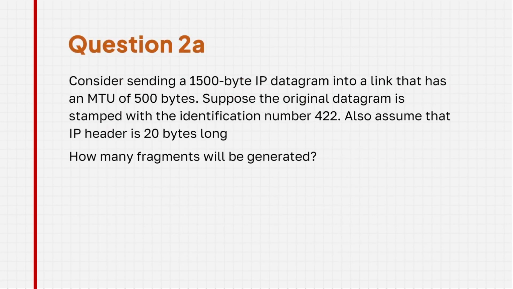Okay. So now, question 2. Question 2 is: suppose we send an IP datagram that contains 1500 bytes. We send it to a link that has an MTU of 500 bytes. Suppose that the original datagram has ID 422 and we assume that the IP header is 20 bytes. How many fragments will be generated? Anyone else?